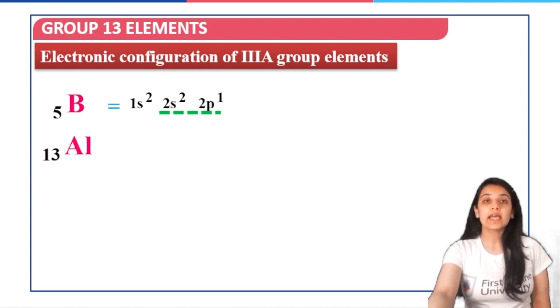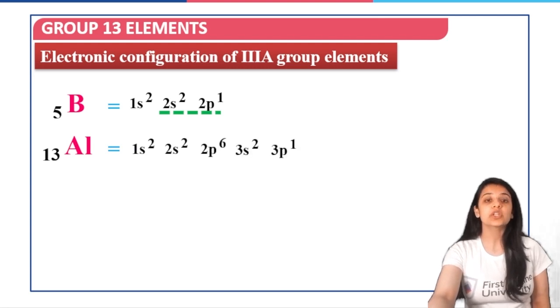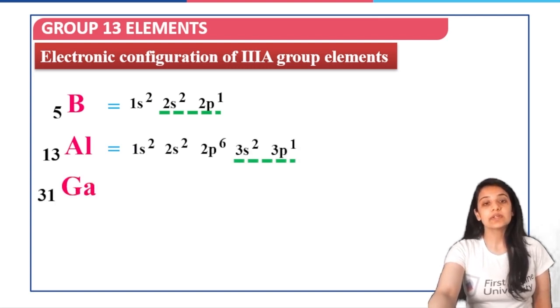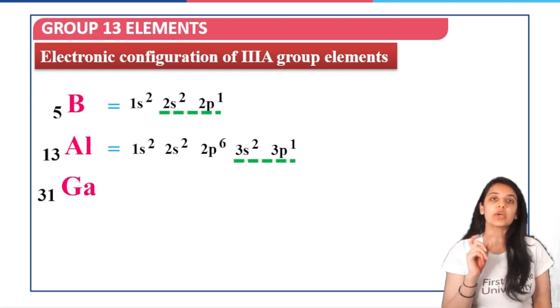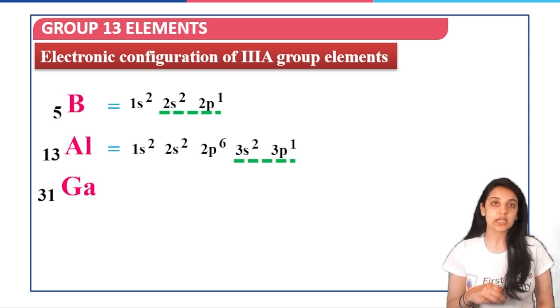Next, we talk about aluminium. So it's going to be 1s2, 2s2, 2p6, 3s2, 3p1. So now it's going to be like 3p1. Similarly, 3s2, 3p1. That is the valence shell electronic configuration which we are interested in knowing.